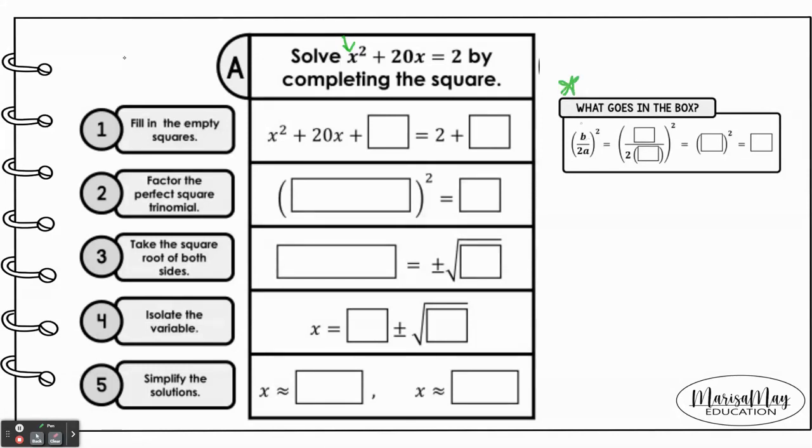So we start with b over 2a. So you'll remember that from our quadratic formula, we used a, b, and we won't need c, but it'll be coming there. So a here is 1, and b is positive 20. So let's fill those in. So b goes on top, that's 20, and a goes on the bottom, that's 1. So 2 times 1 on the bottom is 2. 20 divided by 2 is 10. And then 10 to the second is 100. So we're going to fill these blanks with 100.